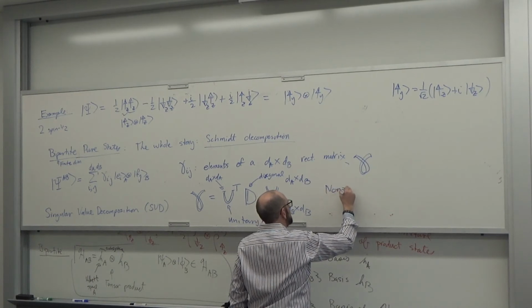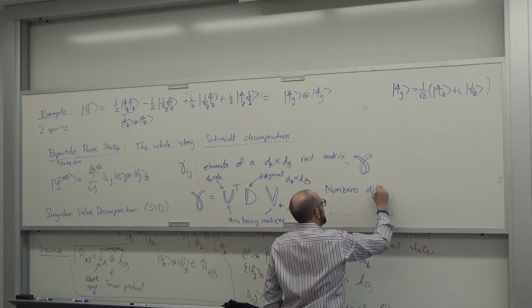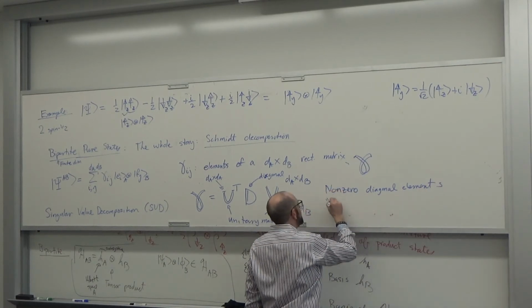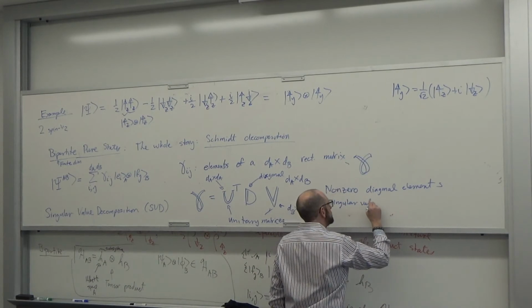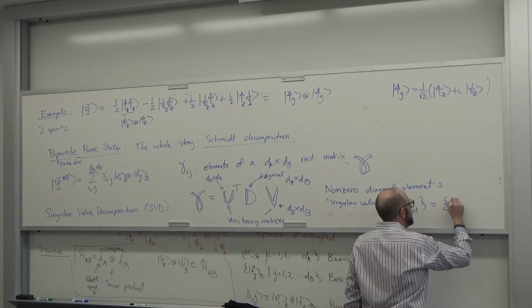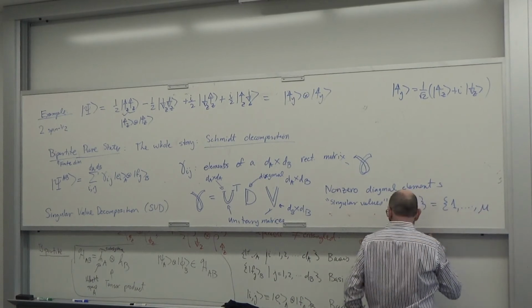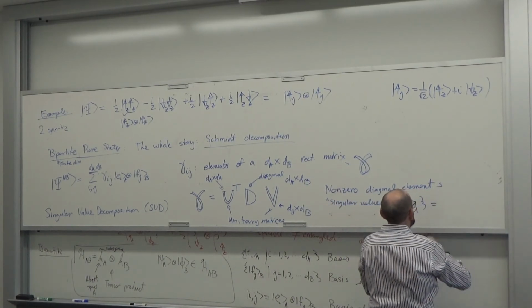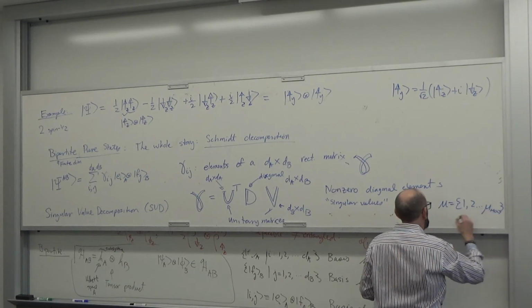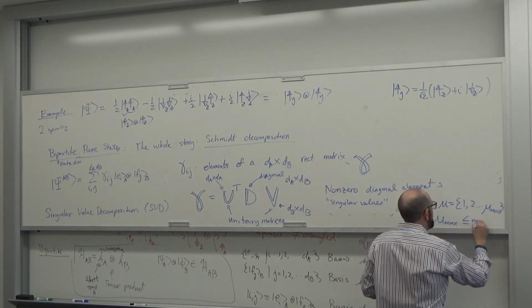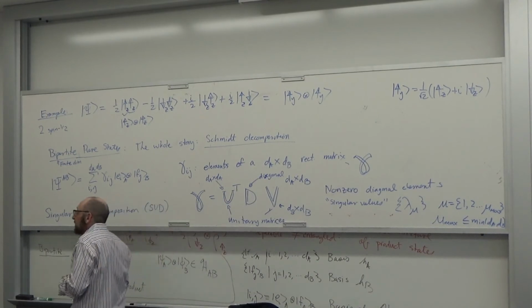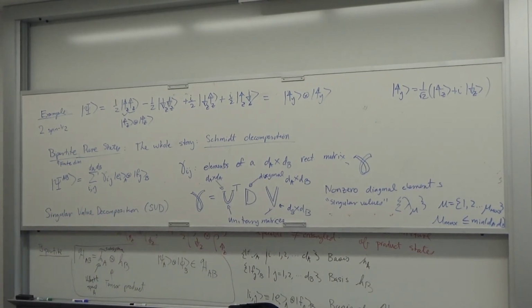with the non-zero diagonal elements, which are called the singular values, lambda mu, where mu goes from 1 up to some maximum value, where the maximum value is bounded from above by the minimum dimension. So the most non-zero singular values I can have is the smaller of the two dimensions.